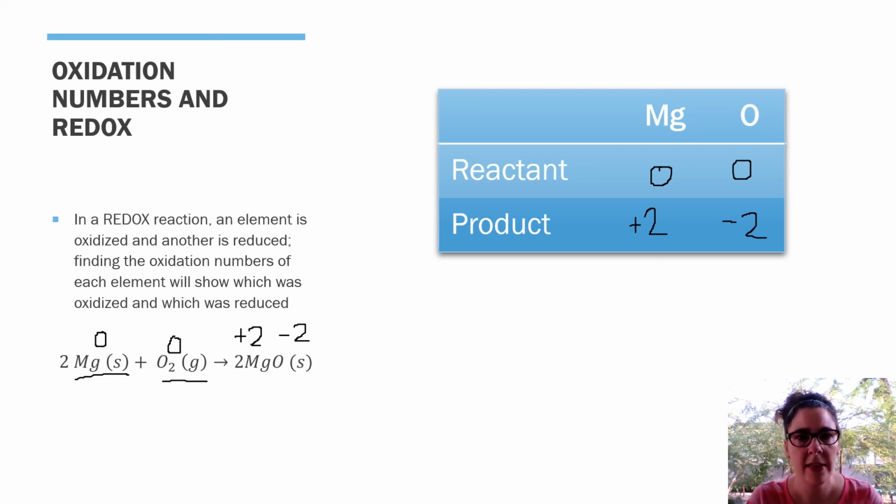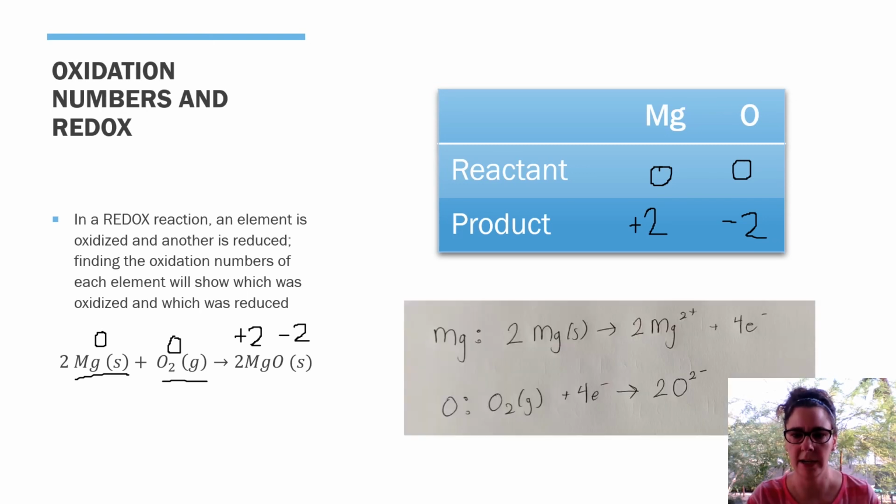Okay, so a way that your lab introduced as a method of showing the oxidation and the reduction process is using what are called half reactions. So oxidation and reduction half reactions. What we're going to do is break up this reaction into two pieces, an oxidation part and a reduction part. So that's what we're going to see right here.